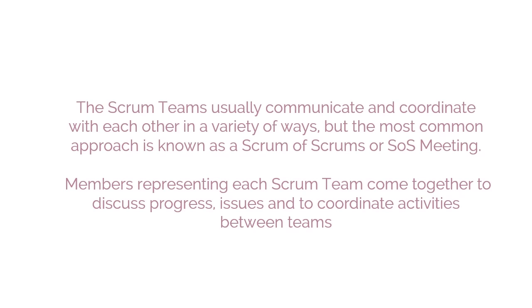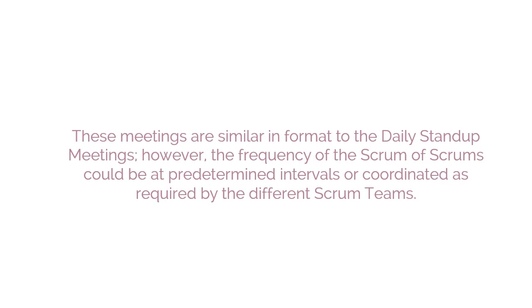The Scrum Teams usually communicate and coordinate with each other in a variety of ways, but the most common approach is known as a Scrum of Scrums, or SOS meeting. Members representing each Scrum Team come together to discuss progress, issues, and to coordinate activities between teams. These meetings are similar in format to the daily stand-up meetings.